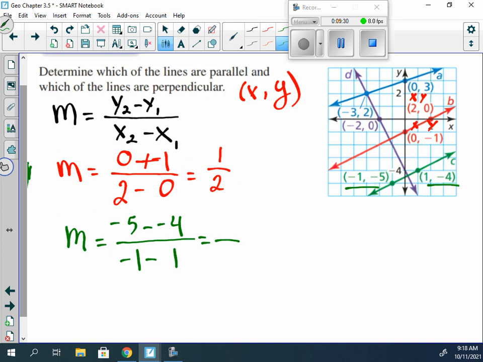Now at this point, we could plug this straight into a calculator exactly as we have it, because we can hit the fraction key, go -5 minus -4 over -1 minus 1, and it would give us the correct answer. Now if we did it by hand, the negative and negative would make a positive, so we have -5 plus 4, which is -1. And -1 minus 1 is -2. So the slope is 1/2, because the negative on top and bottom would become positive.